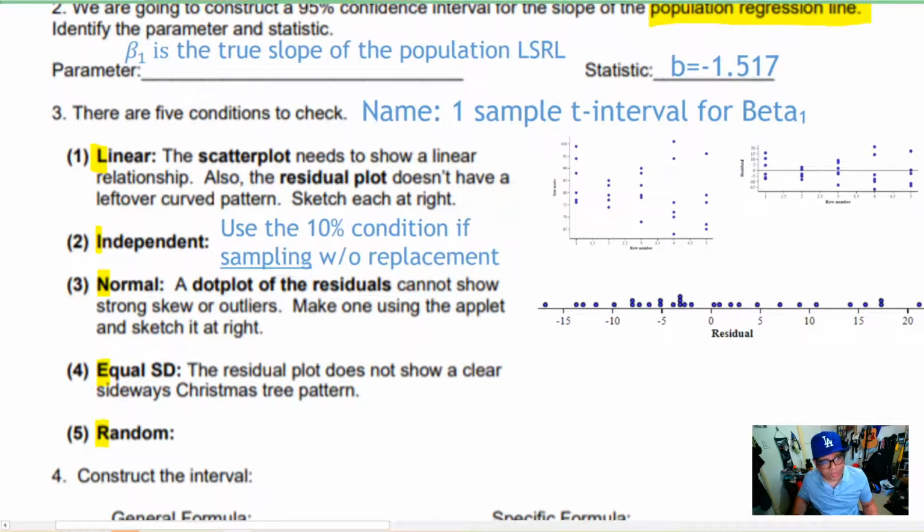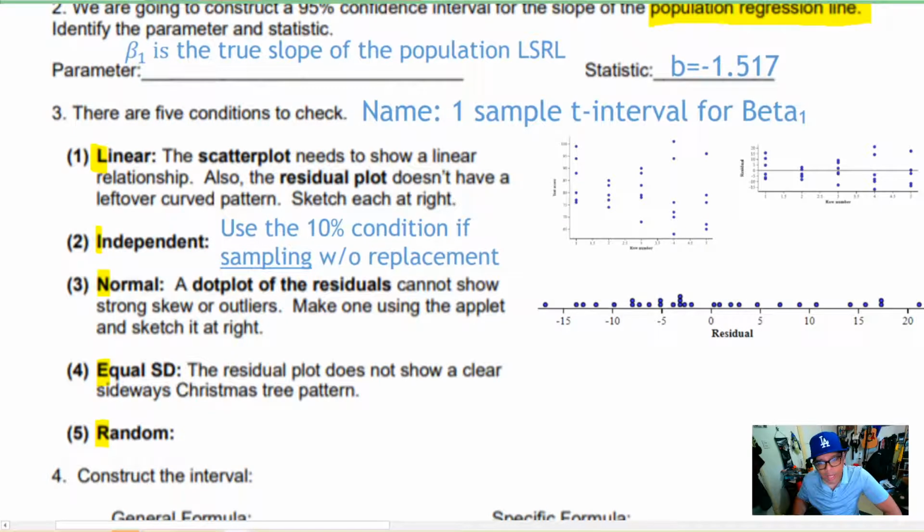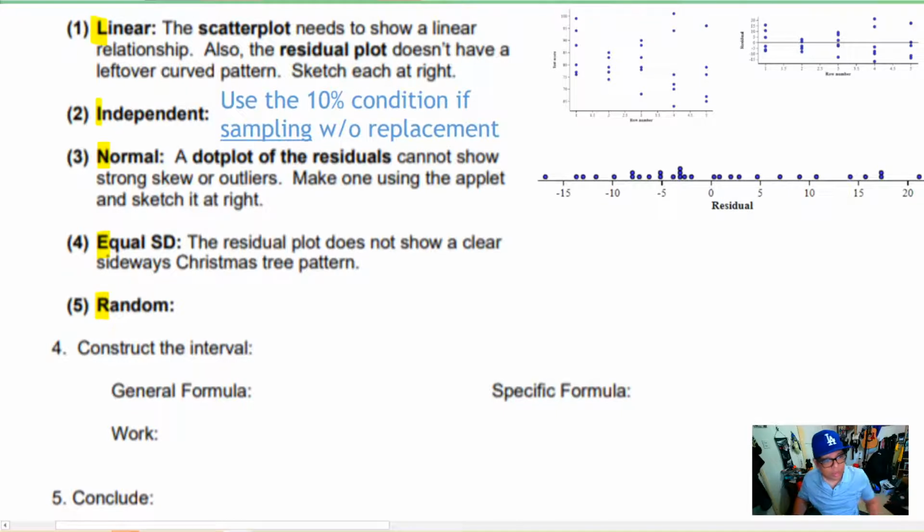So the dot plot looks normal enough for us to proceed. Next, equal standard deviations. The residual plot cannot show a sideways Christmas tree, so it can't look like a triangle. There is no triangle here in the residual plot, so we are okay with the equal standard deviations.